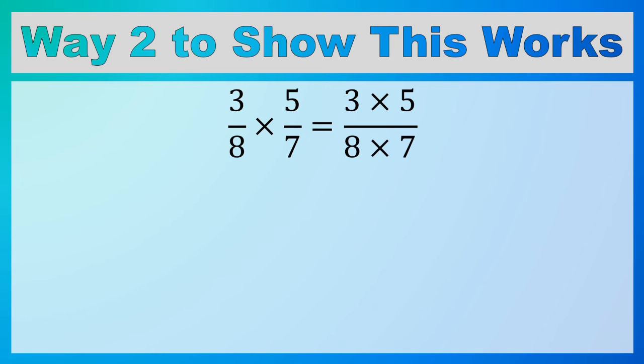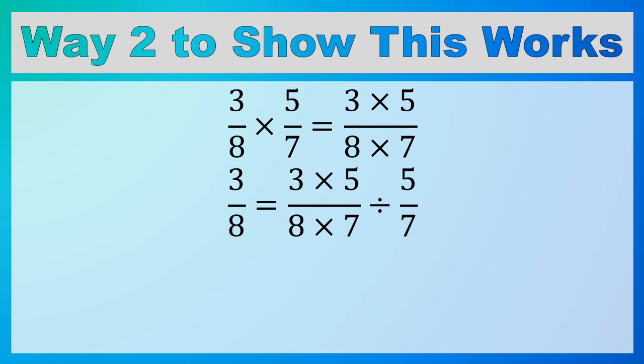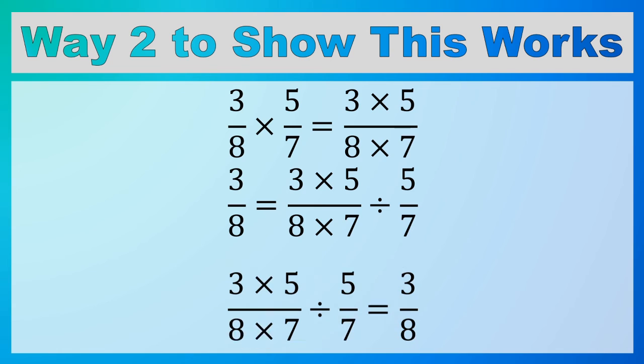Now let's divide by 5/7 on both sides. Now we have 3/8 is equal to 3 times 5 over 8 times 7 divided by 5/7. Now let's flip the two. So let's have the old left side being the new right side and the old right side being the new left side. Basically, if A is equal to B, then B is equal to A.